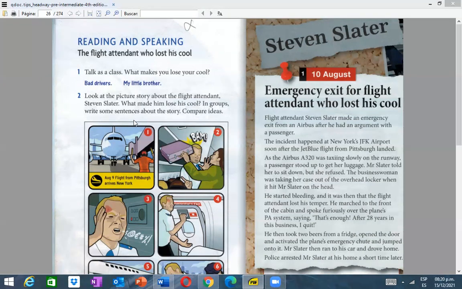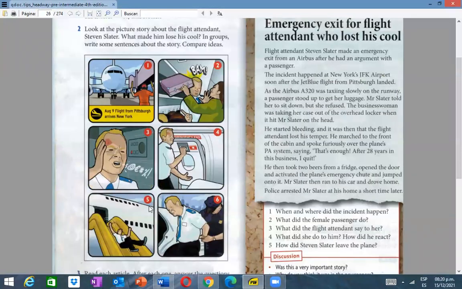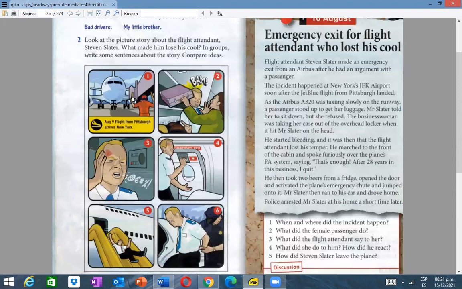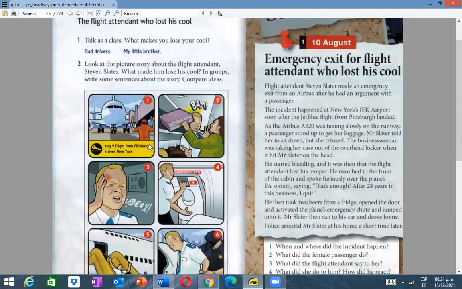The next exercise. Number 2, look at the picture, a story about a flight attendant. Here you have the picture, can you see, with numbers. Steven Slater, what made him lose his cool? It's a question. In groups, write some sentences about the story. Compare ideas. What do you think, everybody? You have to describe these pictures. Come on. That's why you have to look carefully.